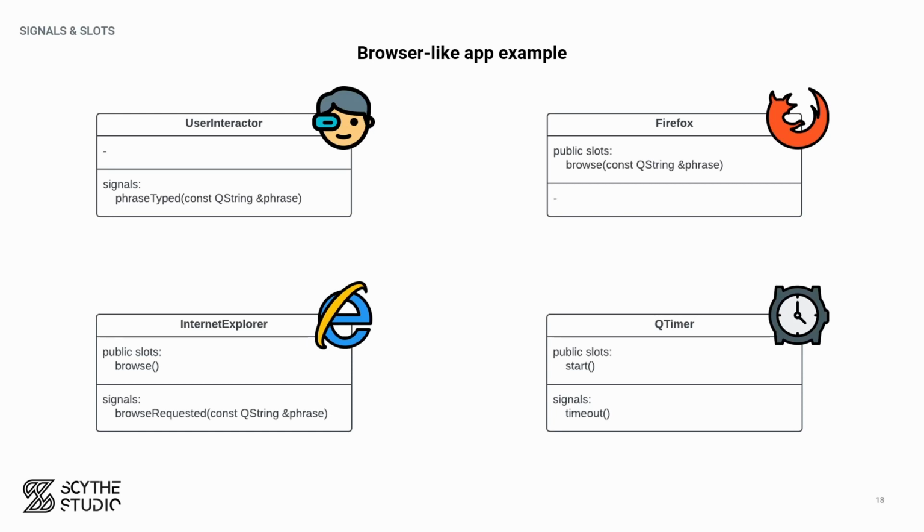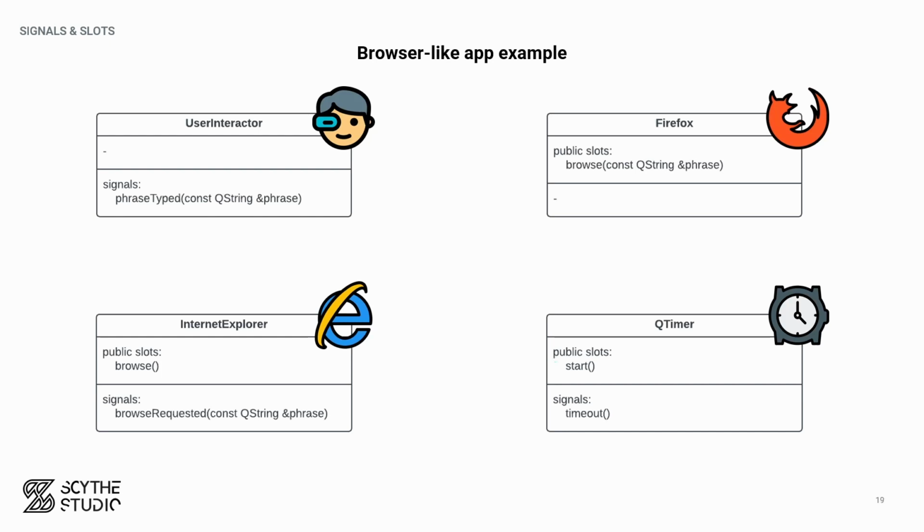And how will the communication between those objects look like? Let's see what we have first. UserInteractor will have a signal phrase typed with a string phrase parameter. Firefox will have a slot function named browse, also with a parameter. InternetExplorer will have a signal browseRequested and also a slot named browse. And QTimer goes with its own signals and slots, among which there is a timeout signal and a start slot.